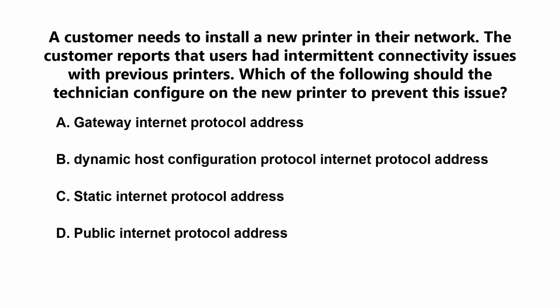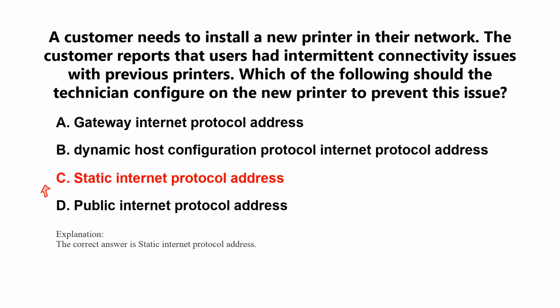Question 27. A customer needs to install a new printer in their network. The customer reports that users had intermittent connectivity issues with previous printers. Which of the following should the technician configure on the new printer to prevent this issue? Option A, Gateway Internet Protocol address. Option B, Dynamic Host Configuration Protocol Internet Protocol address. Option C, Static Internet Protocol address. Option D, Public Internet Protocol address. The correct answer is option C, Static Internet Protocol address.